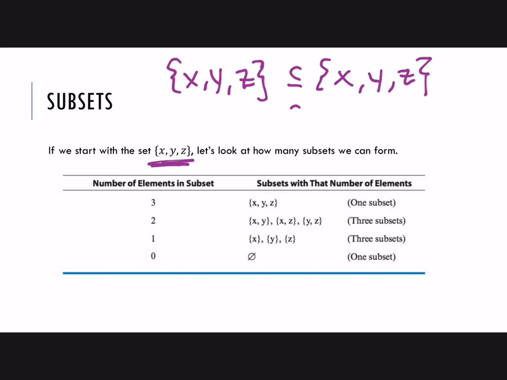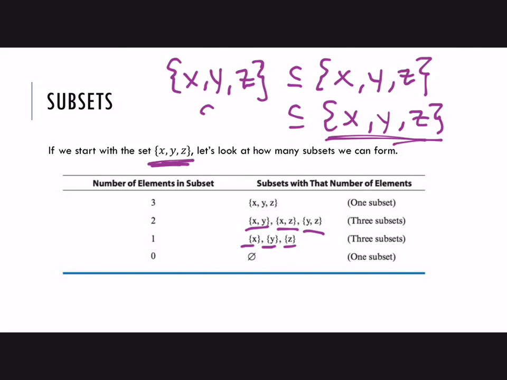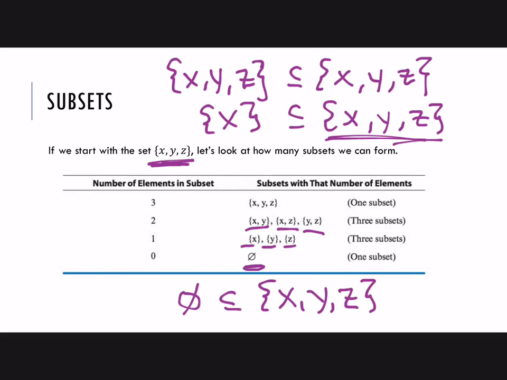We could also take 2 elements out of that set, and all of those would be subsets. Examples would be the set containing X and Y, X and Z, or Y and Z. All 3 of those are subsets of the set containing X, Y, and Z. We have 3 subsets with 1 element, such as the set containing X. And then we always have this weird case: the empty set is a subset of all of our other sets. No matter what set is on the right, this is a true fact.